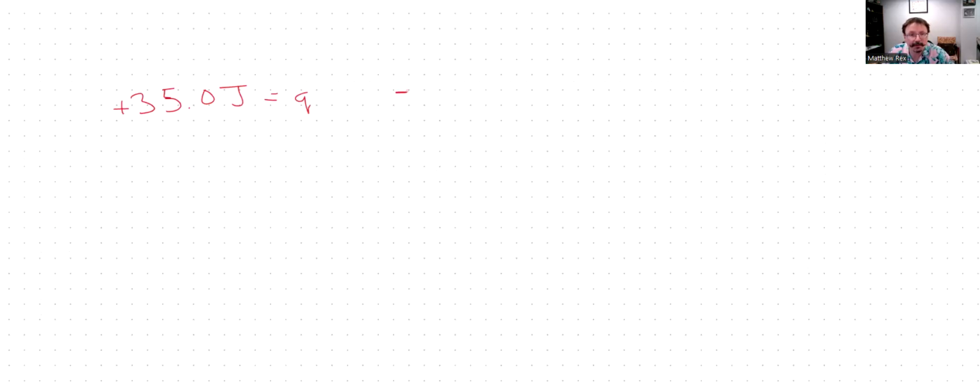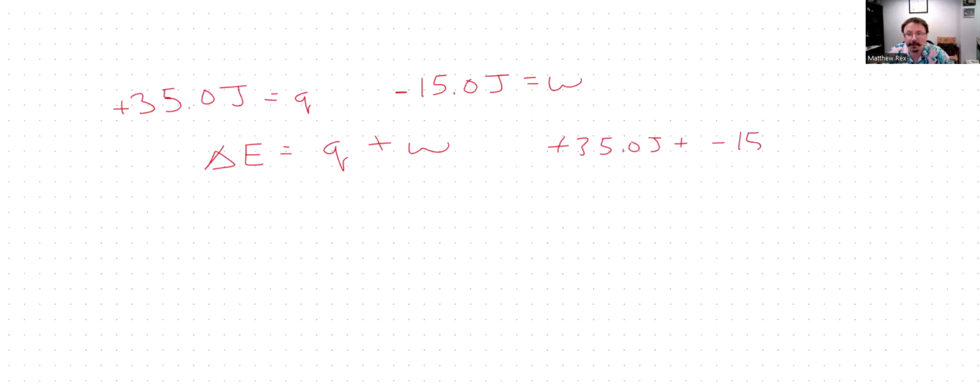So that means it's doing work on the surroundings, so it would be losing energy as work. And delta E, or the change in energy, is equal to Q plus W. So in this instance, we would have a positive 35 joules plus a negative 15 joules. So we should end with a positive 20 joules for our delta E for the balloon.